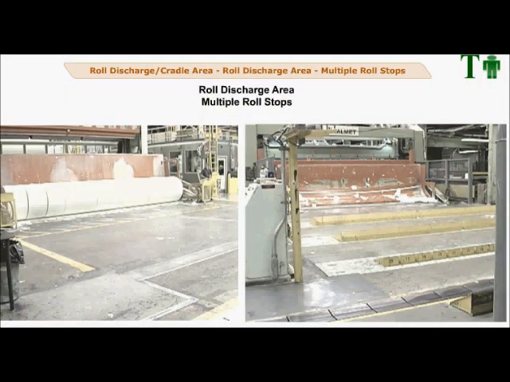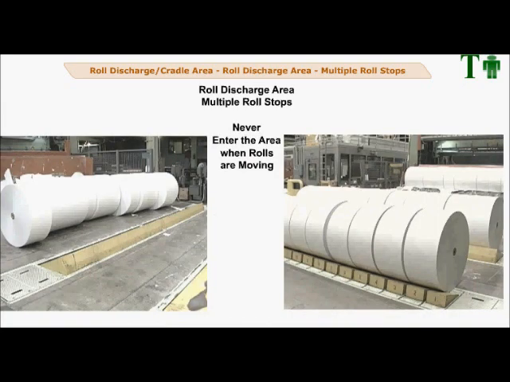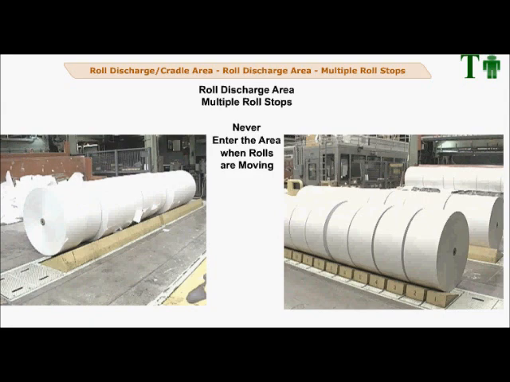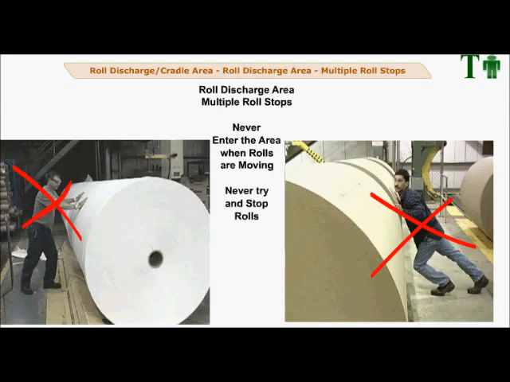Roll discharge area, multiple roll stops. Some winders have multiple stops before a conveyor and a final stop, and some winders have only one stop at the end of a conveyor. Never enter the area when rolls are in motion. Never get in front of rolls and try to stop rolls by hand despite their size.